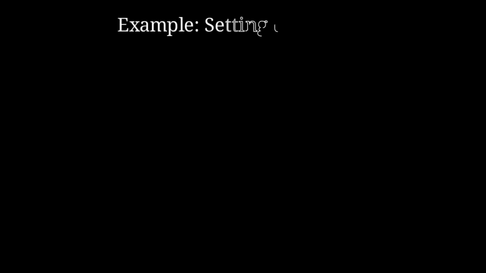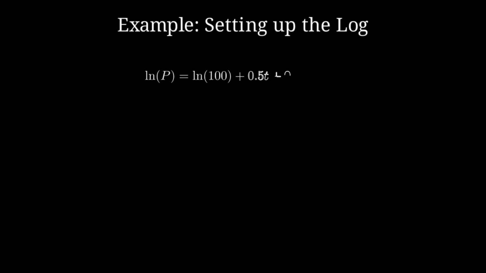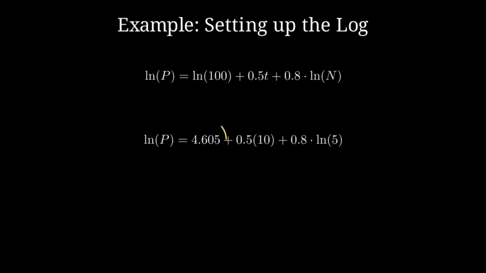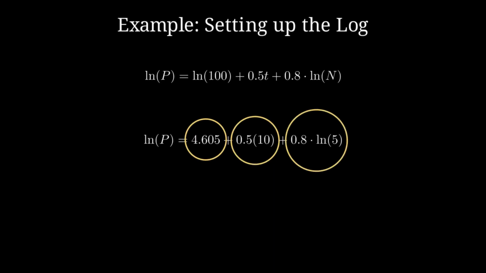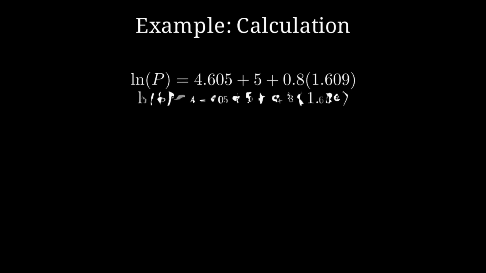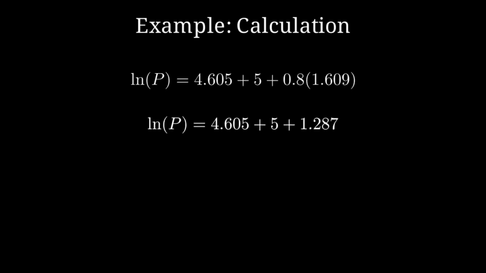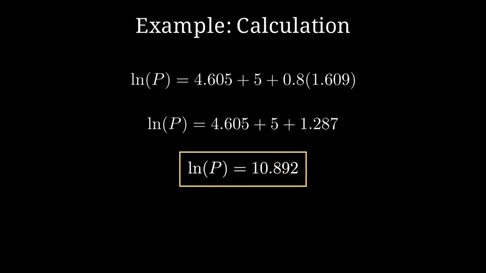We need to find the linearized value of the population after 10 units of time. We plug our known values into the linearized formula. The natural log of 100 is approximately 4.605. We multiply our rate by the time of 10 and include our nutrient scaling factor. By calculating each term, we find that the natural log of our population is 10.892. This linear value is much easier to use for further statistical analysis than the original massive exponential number.